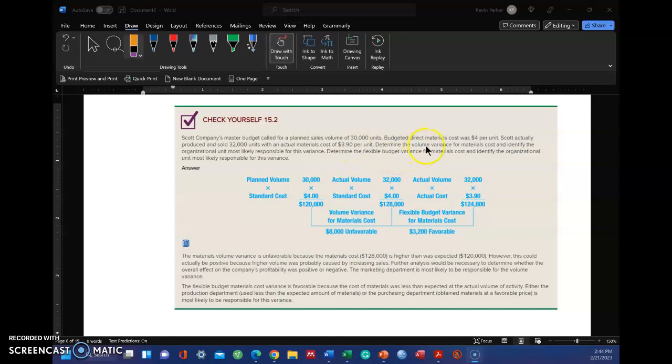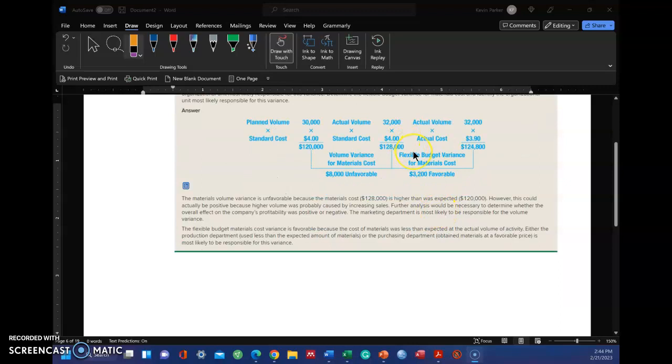It says determine the volume variance for the materials cost, and then also look at the flexible budget variance for materials cost. So volume and flexible budget variance right there. I'm going to work mine a little differently, and I'm just going to have a little bit different names too.